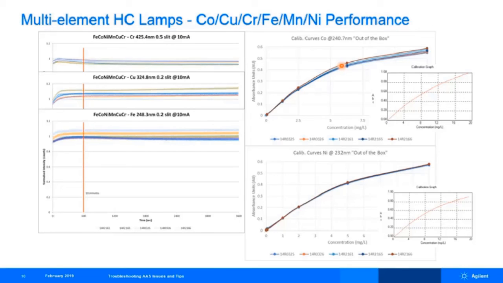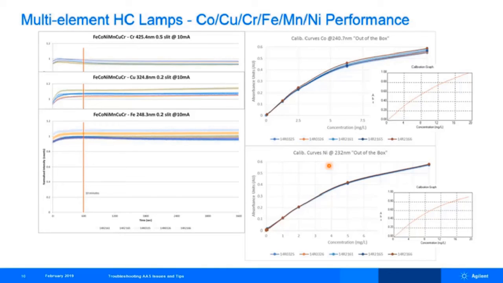On the right-hand side, we're looking at the calibration performance and sensitivity for those elements. In this case, looking at cobalt at the top and nickel at the bottom. These smaller charts that you see are an extract taken from the Flame Atomic Absorption Cookbook, and they show the expected sensitivity that we should get for those elements. These larger graphs show what we've actually been able to measure for a range of different hollow cathode lamps. So it shows the sensitivity that we achieve for these elements, cobalt and nickel, when using the multi-element lamp.